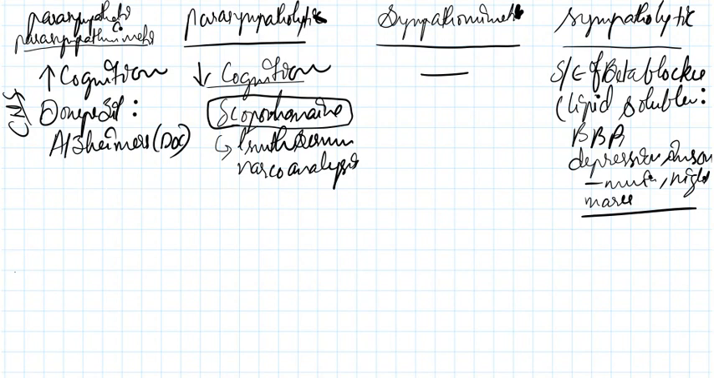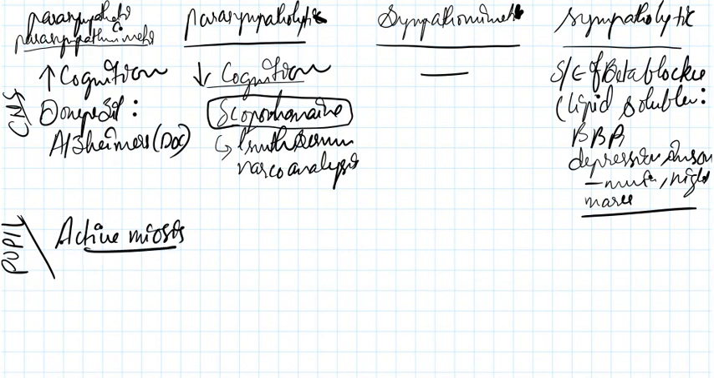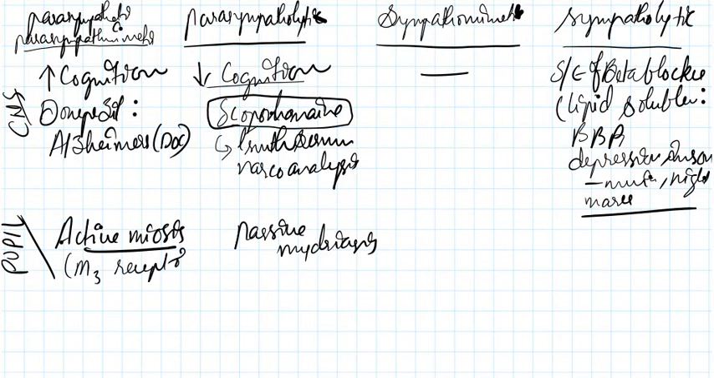Now, coming to the pupil, how do these drugs act on the pupil? Parasympathomimetic or cholinergic drugs cause active miosis. Parasympatholytics cause passive mydriasis. First we will talk about parasympathomimetics, that is active miosis. They cause active miosis by M3 receptor stimulation.